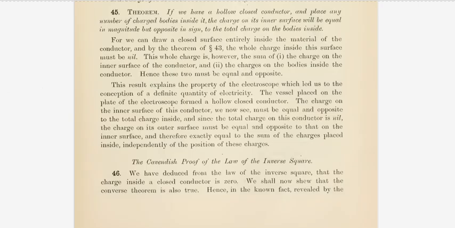This result explains the property of the electroscope which led us to the conception of a definite quantity of electricity. The vessel placed on the plate of the electroscope formed a hollow closed conductor. The charge on the inner surface of this conductor, we now see, must be equal and opposite to the total charge inside, and since the total charge on this conductor is nil, the charge on its outer surface must be equal and opposite to that on the inner surface, and therefore exactly equal to the sum of the charges placed inside, independently of the position of these charges.